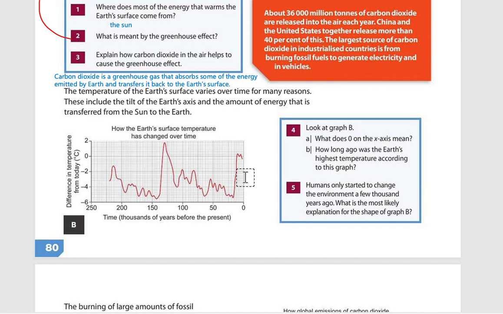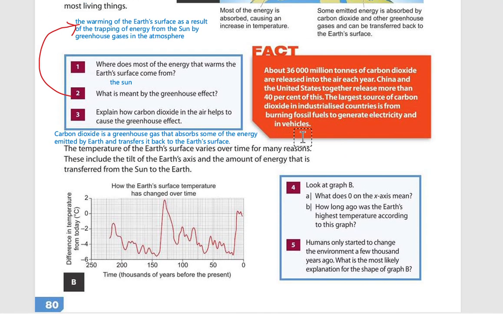Okay, let's just read this fact. About 36,000 million tons of carbon dioxide are released into the air each year. China and the United States together release more than 40% of this. So you can see which two countries are really producing, more responsible for the production of these types of greenhouse gases. China and United States. What does it add up to? 40% of this. So it's a very big amount.